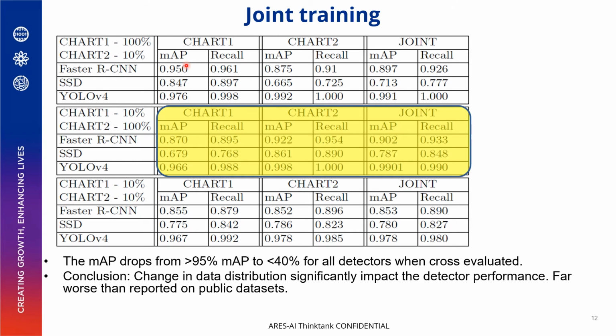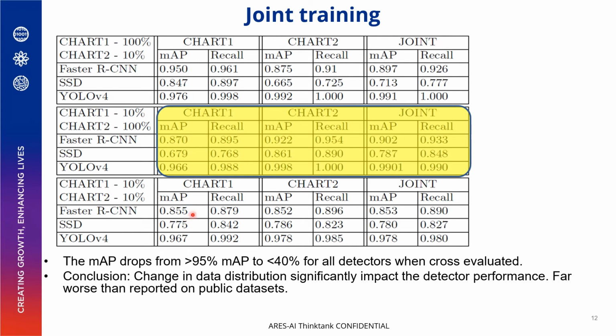We see the same observation when we reverse the splits, when we have 100% chart2 data and 10% chart1 data. The results on chart1 data significantly improve across all different models that we use, and our results on chart2 data also increase slightly. Another experiment we did was when we only had 10% data each, so just 10% of the images from chart1 and 10% of the images from chart2.